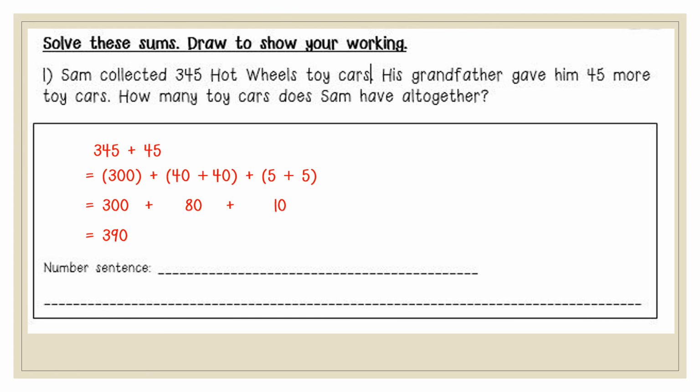Now we have to write our number sentence. So our number sentence will be 345 plus 45 is 390. And then we've also got to write a sentence as well, which will be Sam has 390 toy cars altogether.